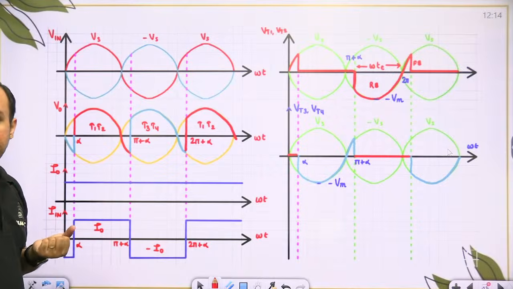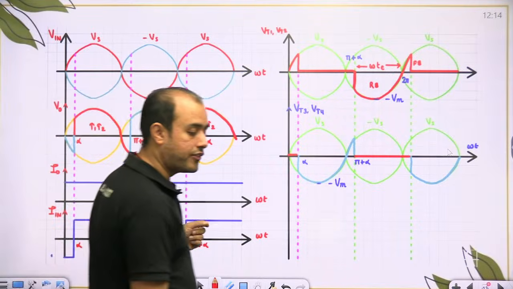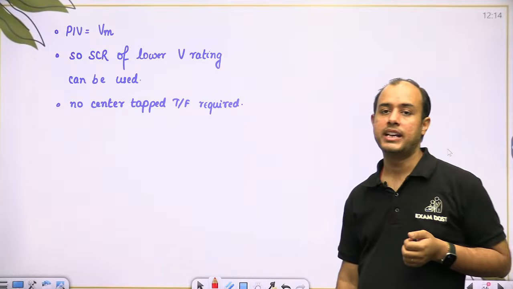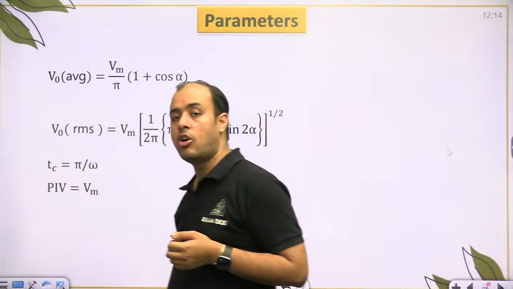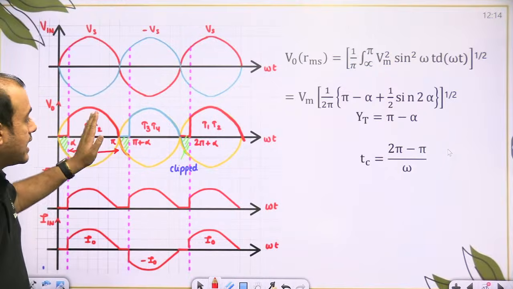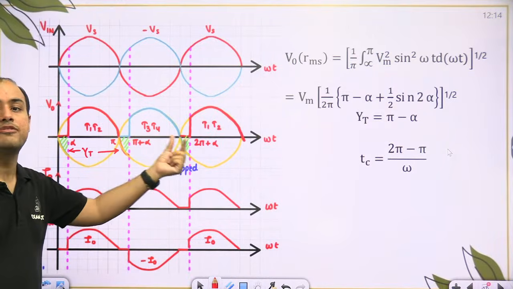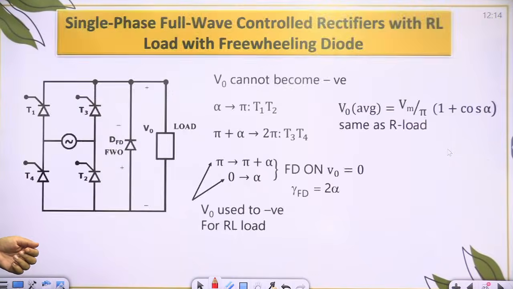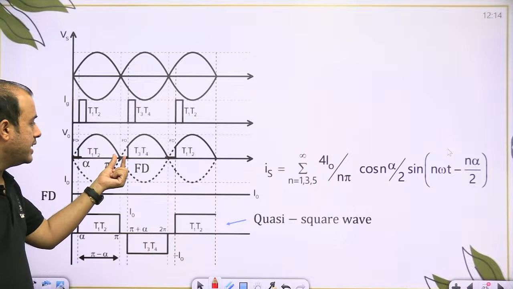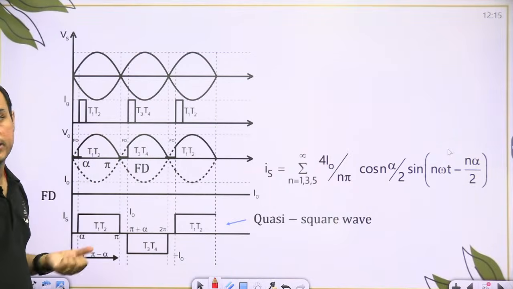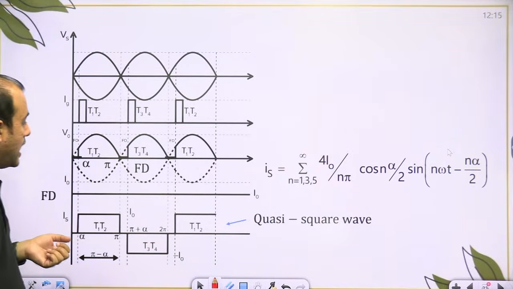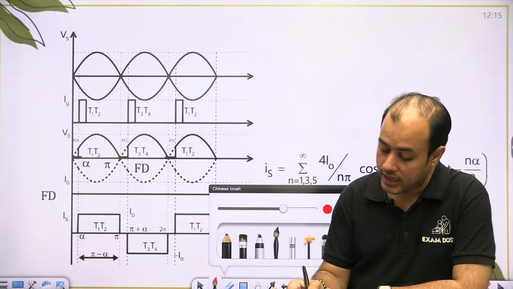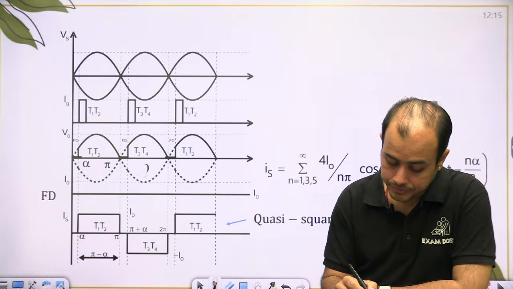From 0 to alpha also it will conduct. तो फ्री व्हीलिंग डायोड कहां कंडक्ट करेगा, 0 से अल्फा और पाई से पाई प्लस अल्फा। तो the V0 waveform will be just like a R load, these negative portions will be deleted. ये नेगेटिव पोर्शंस आपके डिलीट हो जाएंगे। तो see here your freewheeling diode will come into picture, ठीक है। यहाँ पे जो 0 से अल्फा है या पाई से पाई प्लस अल्फा है, freewheeling diode will come.